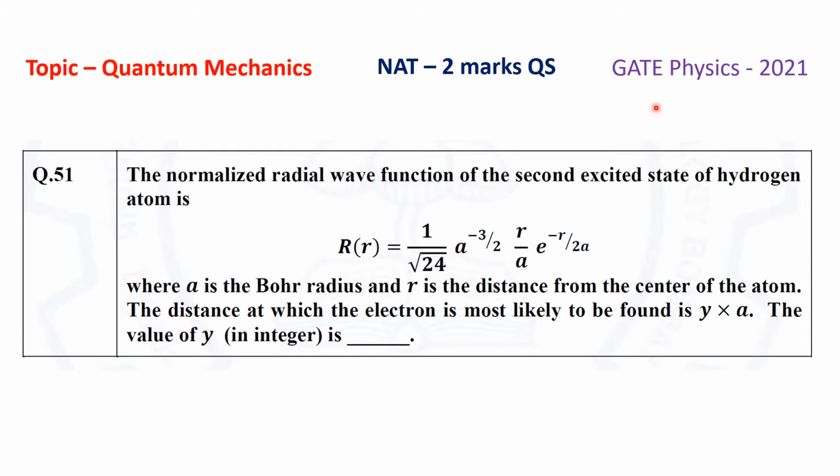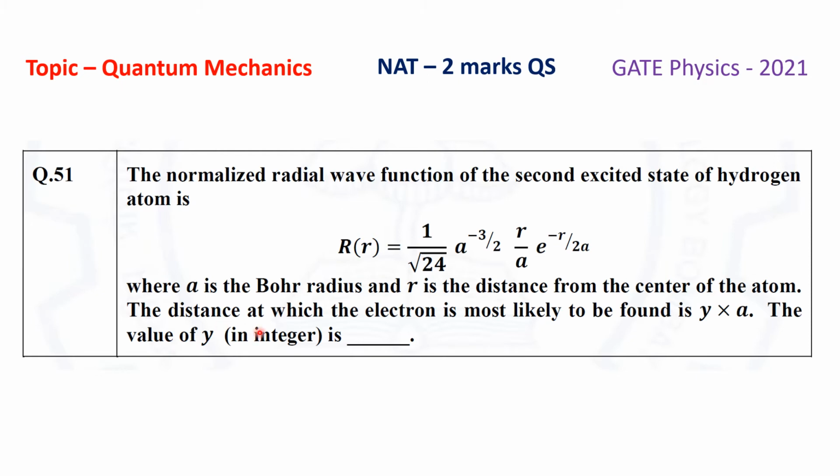This question was asked in the GATE Physics paper 2021. This is a numerical answer type, 2 marks question, and this question was asked from the topic quantum mechanics. The question is: the normalized radial wave function of the second excited state of the hydrogen atom is R as a function of small r equals 1 by root over 24 times (1 by a) to the power 3 by 2 times r by a times e to the power minus r by 2a, where a is the Bohr radius and small r is the distance from the center of the atom.